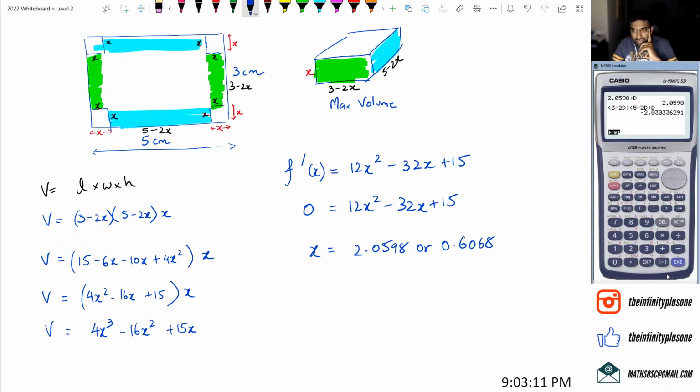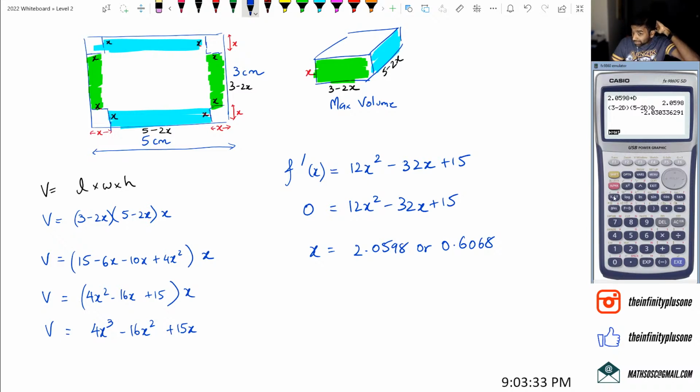That's not going to work, is it? Because that's actually giving me a negative 2.3 value, and that's definitely not good. So we're going to have to try this. But why is this not working? I mean, think about this. Why is 2.0598 not working? I know why it's not working, but can you guys tell me why it's not working?